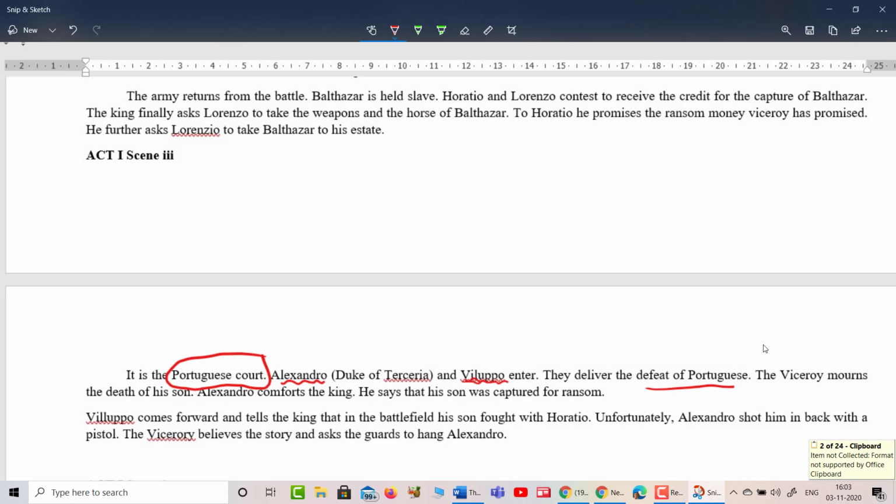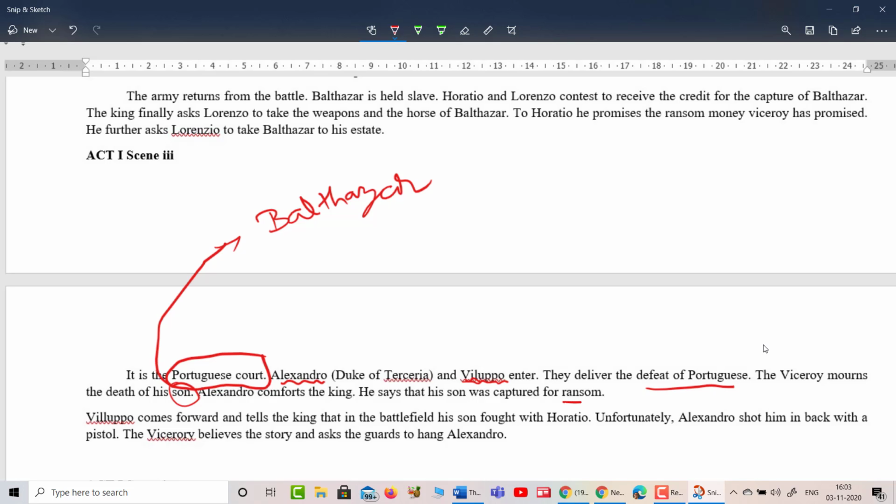Who is the son? What is the name of the son? It is Balthazar. Okay, you remember. Balthazar is the son of the Viceroy of Portugal. Now Alexandro comforts the king. He says that his son was captured as ransom, not dead.